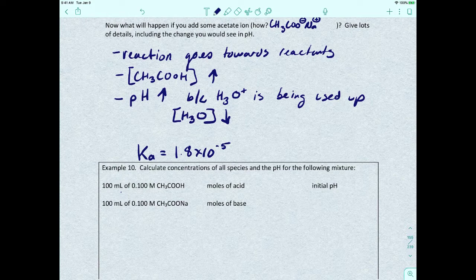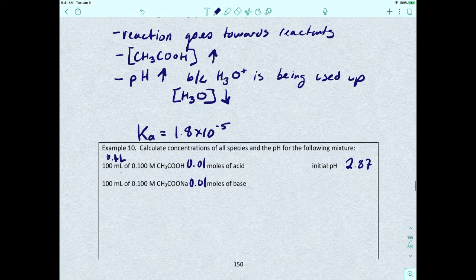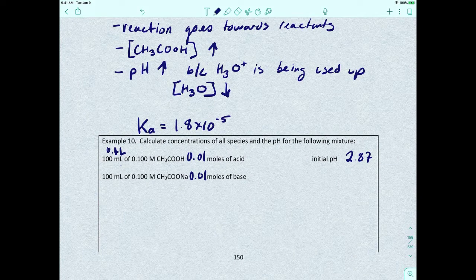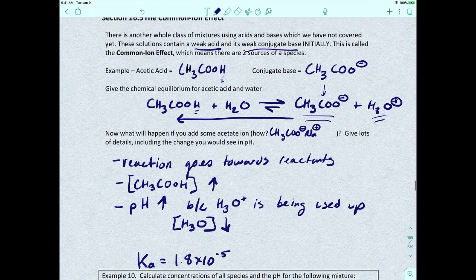Keep in mind that if you take 0.1 liters times 0.1 molar, this is going to be 0.01 moles of the acid. If you do the same thing for the acetate ion, 0.1 times 0.1 should give you 0.01 moles of the base. The initial pH is going to be around 2.87 if you were to calculate the pH of acetic acid.